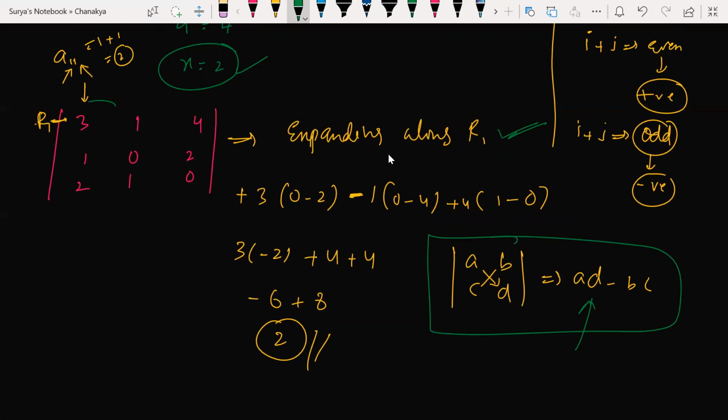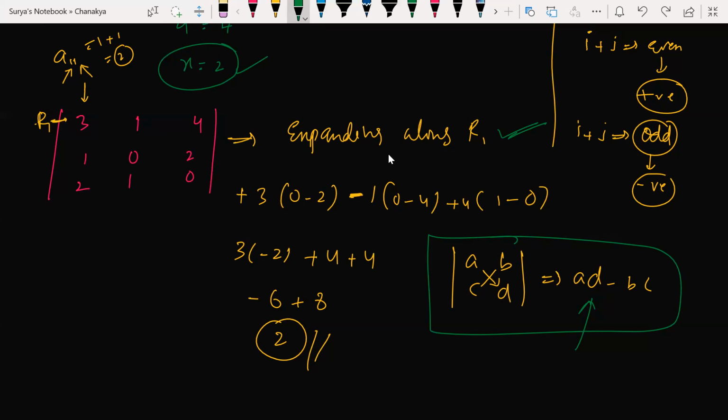I expanded along row 1, but it does not mean that you can't expand along row 2 or row 3. You can even do that, or you can expand along column 1, column 2, or column 3. You can expand along any one row or column to find the determinant of a 3 by 3 matrix. But for our convenience, I always take row 1 and expand along that row.